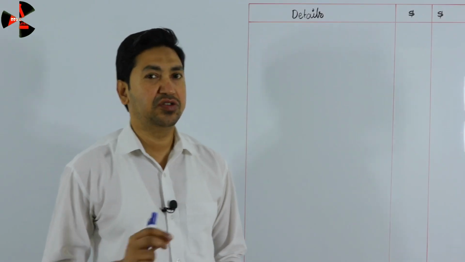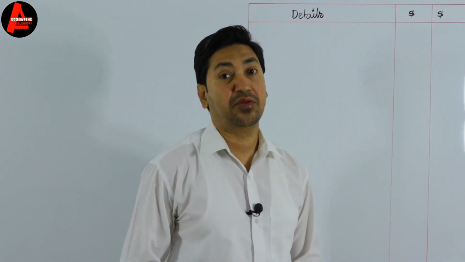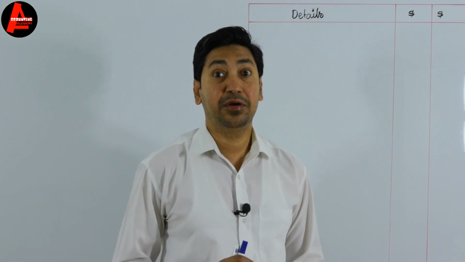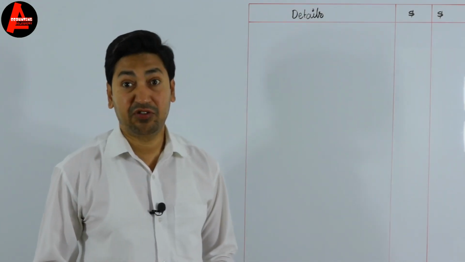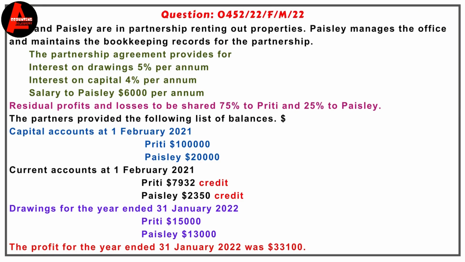Okay, so today I'll show you a practical question which is taken from IGCSE Accounting past paper. Okay, so before we start, let us have a look at the question on the screen. Preeti and Presley are in a partnership renting out properties. Presley manages the office and maintains the bookkeeping records for partnership.